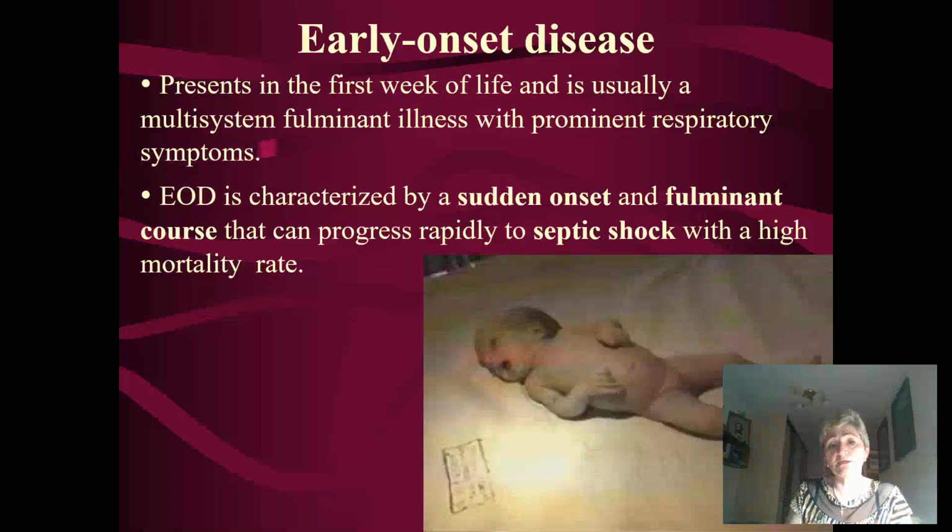Now we detail what each means, what the etiologic agent is, and what the clinical signs are of early onset sepsis. Early onset sepsis presents in the first 2 weeks of life and is usually a multi-system fulminant illness with prominent respiratory symptoms.